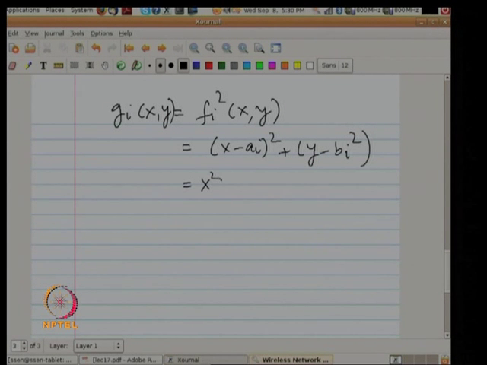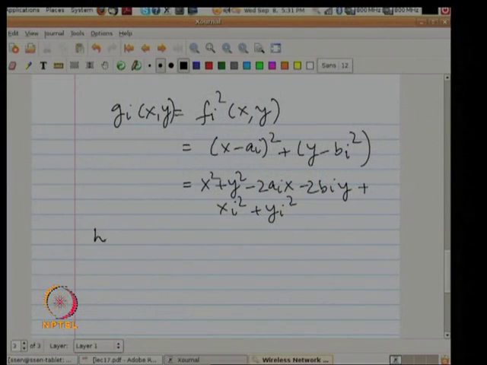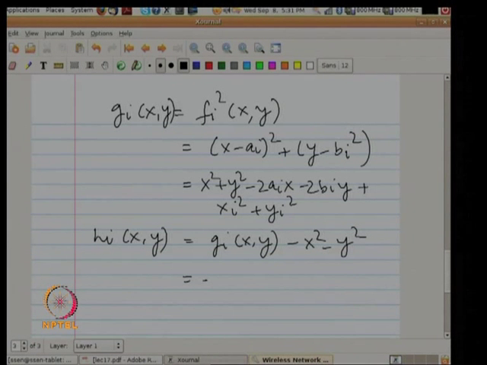So, this becomes, this is nothing but a paraboloid. I took the square. If you look at this equation, this function is a paraboloid. Now, what I am going to do is subtract the quadratic term. So, I define h_i by subtracting x squared plus y squared.